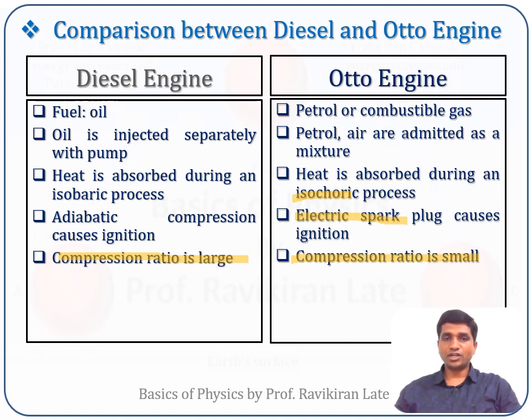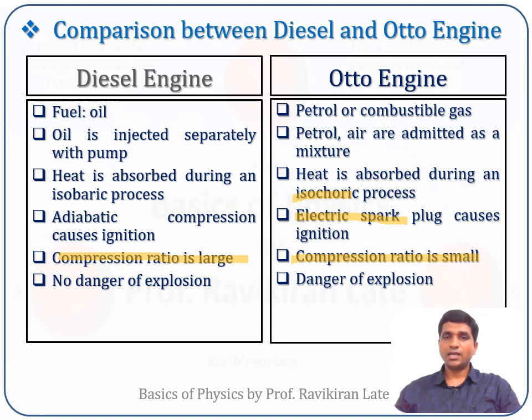Generally, the compression ratio of the diesel engine is almost 1/17 of its original volume, and in case of a petrol engine, the compression ratio is 1/8 of the original volume. In case of a diesel engine, less danger of explosion you can expect, but in case of combustible gases or petrol, you can expect a higher danger of explosion.